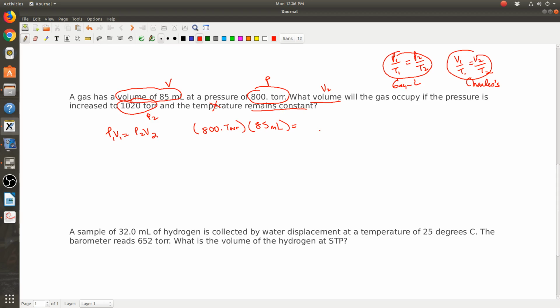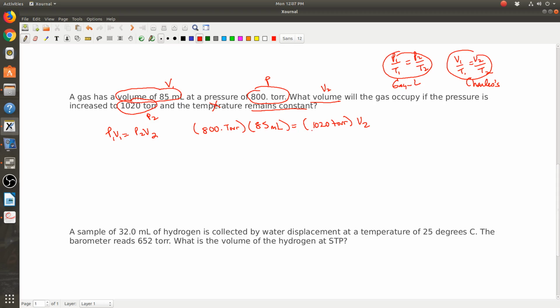P2, gosh, this one was really simple. And then V2 is my volume. I didn't even have to convert anything. Let me make sure I didn't read that wrong. A gas has a volume of 85 milliliters at this pressure. So that's V1 and P1. So P1 is 800 torr and the volume is 85 mL. What volume will the gas occupy if the pressure is increased to 1020 torr?